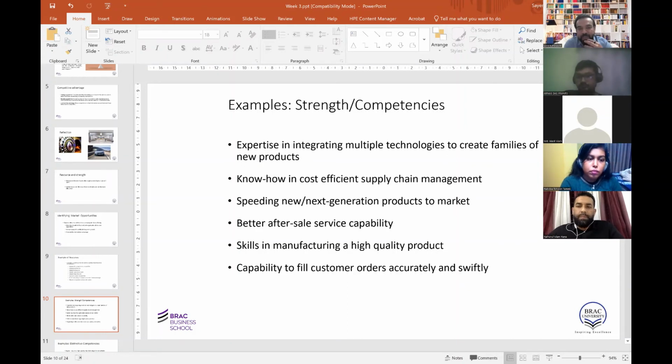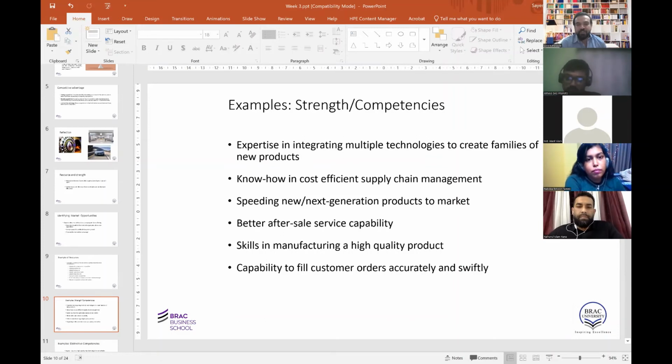And the reason is they have the know-how into the cost-efficient supply chain management. They have been able to lower their cost so significantly that they can give us almost the same quality feature of the product at a very reasonable price. So that's why a lot of the Chinese brands are doing so well, because they know cost-efficient supply chain management. Speeding new or next generation products to the market. Again, a good example could be next generation products, something revolutionary, like a disruptive innovation, something that will suddenly disrupt the market totally.